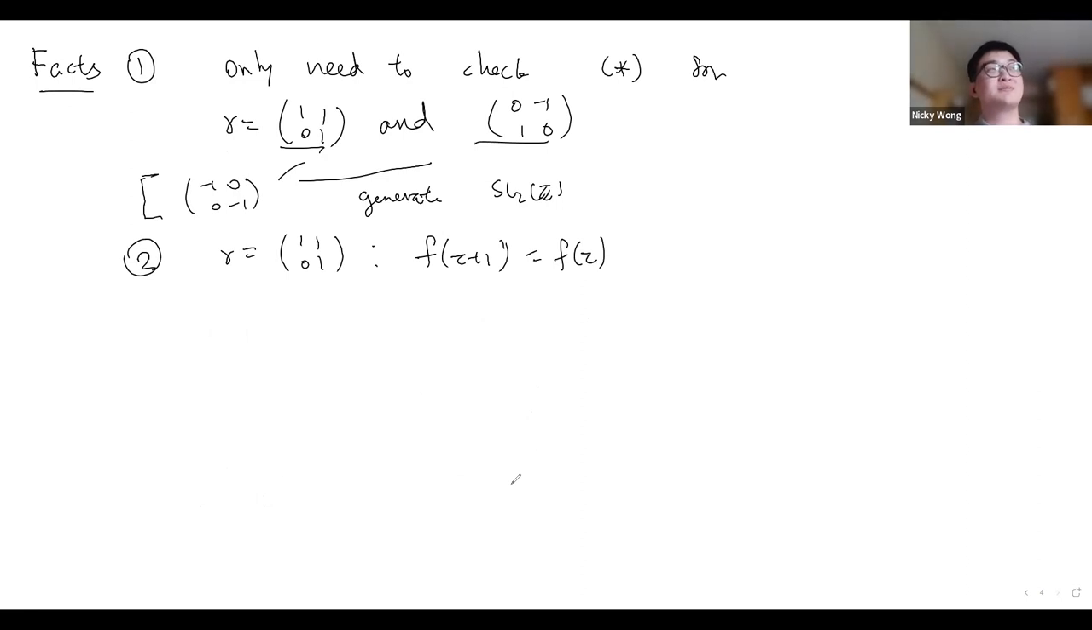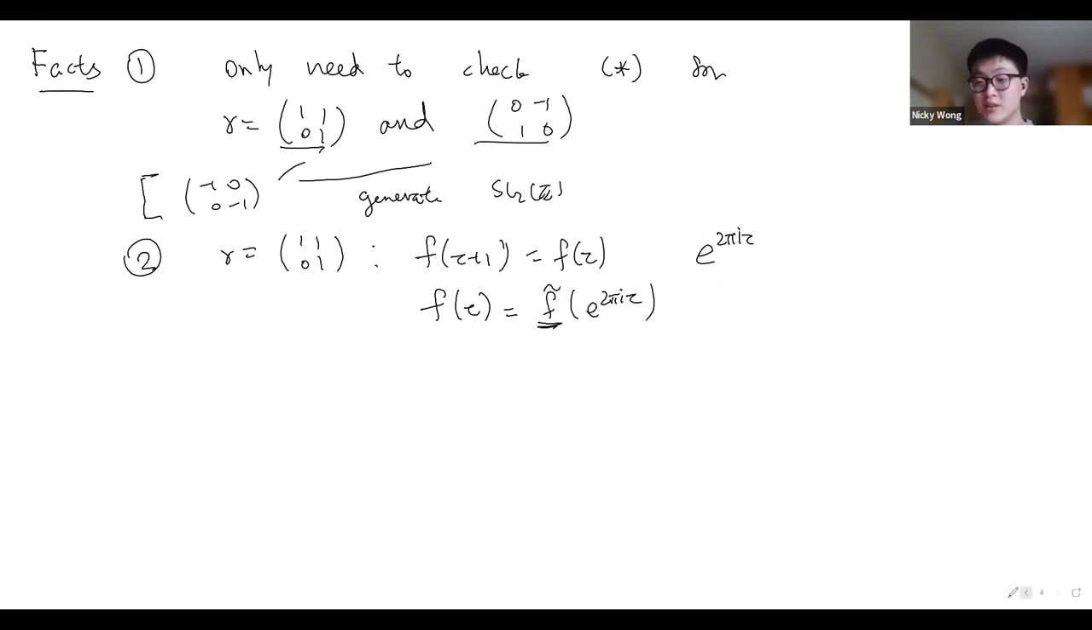And one function that has period one is e to the 2 pi i tau. And in fact, because we are only dealing with the upper half plane, we can get a consistent branch of logarithm on the upper half plane. So what we can actually do is to write f of tau to be f tilde of e to the 2 pi i tau, and f tilde will be well defined.